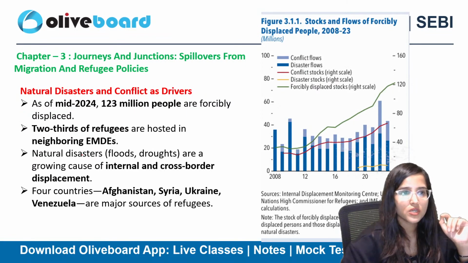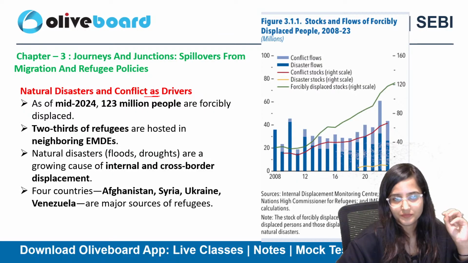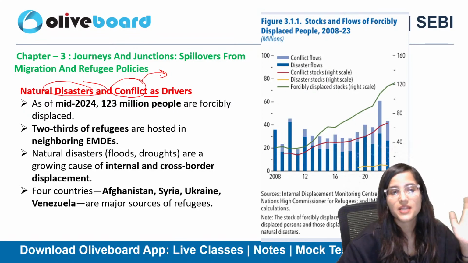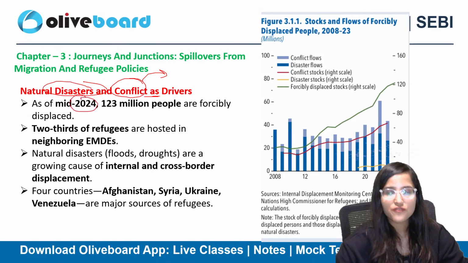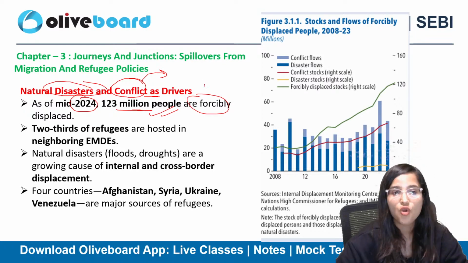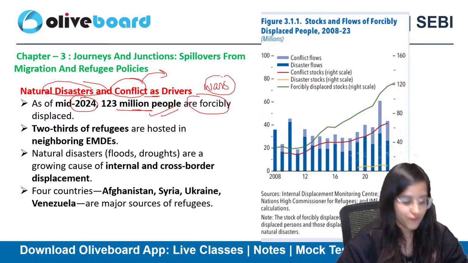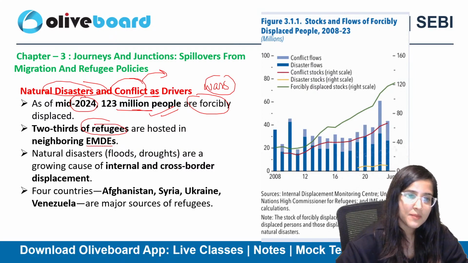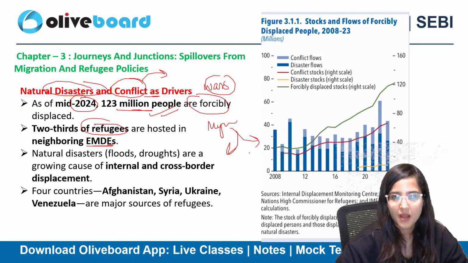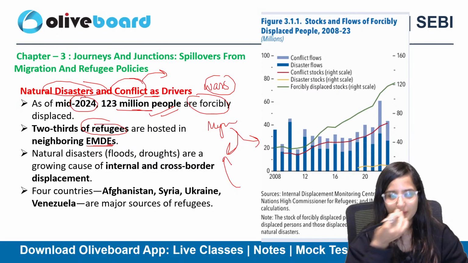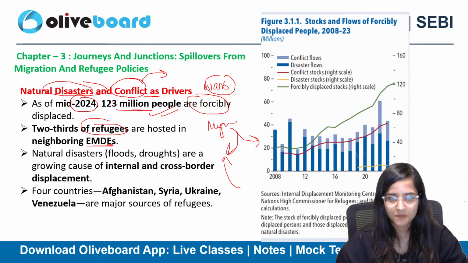Then if we talk about natural disasters and conflict, how migrants are increasing because of natural disasters or conflicts. So as of May 2024, 123 million people have been forcibly displaced because of wars, conflict or natural disasters. And two-thirds of refugees are hosted in neighboring emerging market developing economies. For example, a problem happens in Myanmar, they come to India; a problem in Bangladesh, they come to India. So refugees go to neighboring emerging market and developing economies.